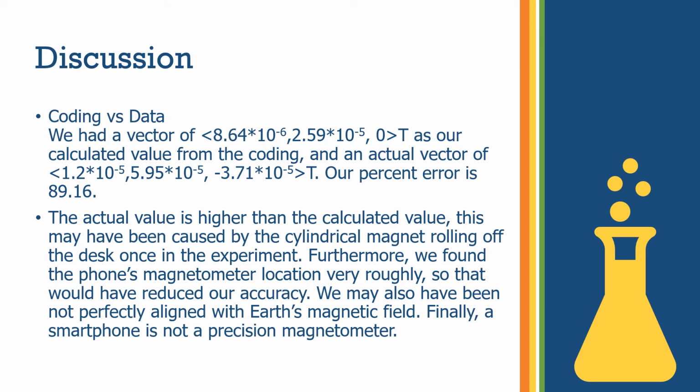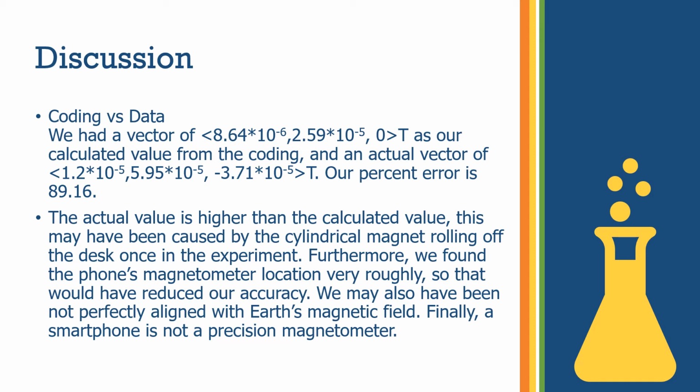Discussion. So now we have our data and our computational model, we can start comparing the values. So we got a value of 8.64 times 10 to the negative 6, 2.59 times 10 to the negative 5, and 0 Teslas from our computational model, and 1.2 times 10 to the negative 5, 5.95 times 10 to the negative 5, and negative 3.71 times 10 to the negative 5 Teslas for our experimental values from the magnetic field. And so this gives us a percent error of about 90%.